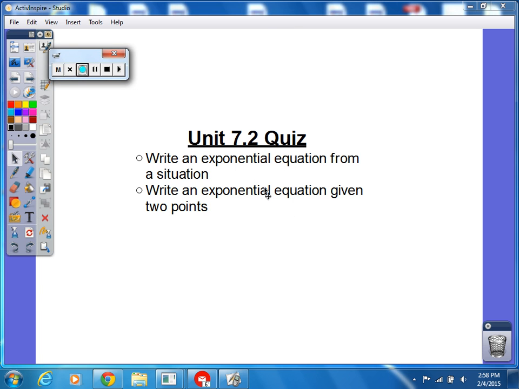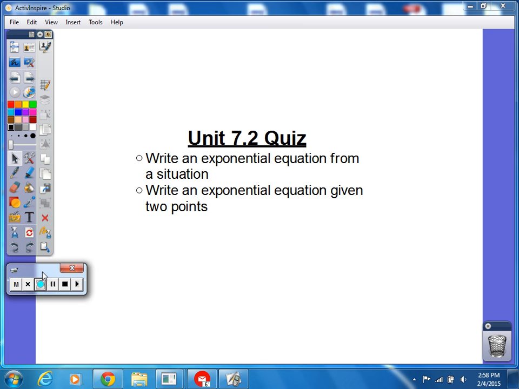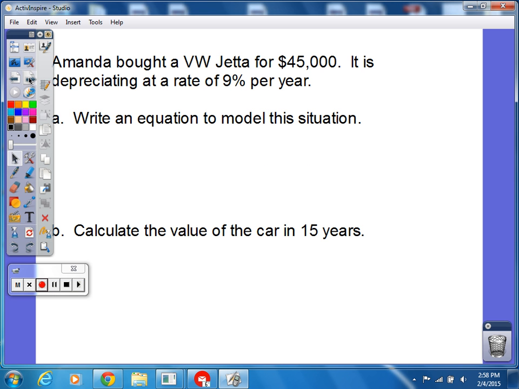So here's our quiz review for 7.2, which will be tomorrow. You're going to have to write an exponential equation from a situation, and you're also going to have to write an exponential equation given two coordinates. Those are the things that we've been doing in the second part of Chapter 7. So first, let's take a look at this example problem.